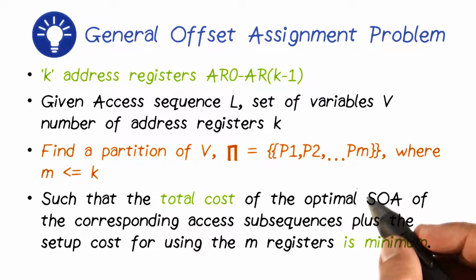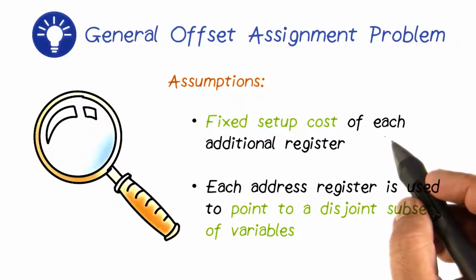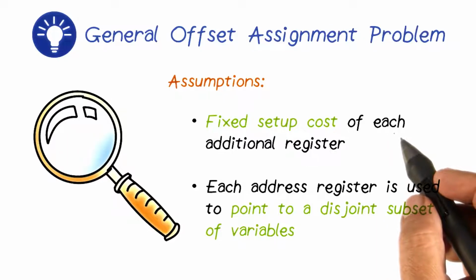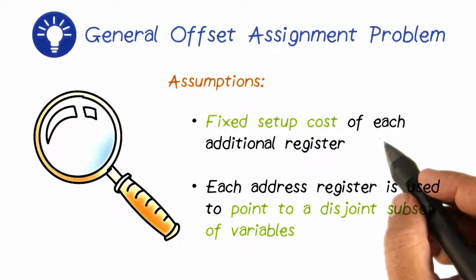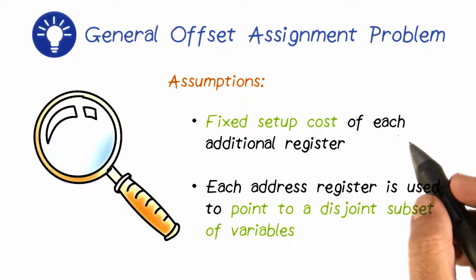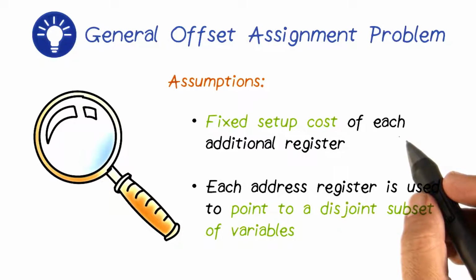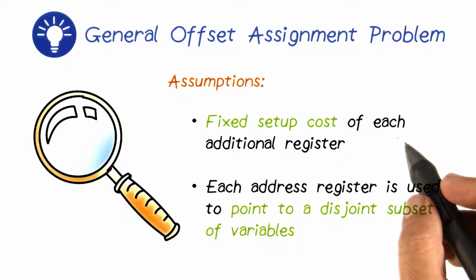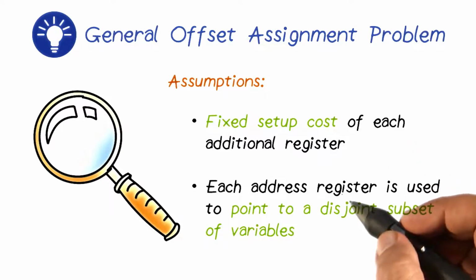A couple of other key assumptions which are involved here is there's a fixed setup cost for each additional register. In other words, we have to load that address register with the initial variable that we want to have in it. So that's why there's a fixed cost. And then each of the address registers is used to point to a totally disjoint subset of variables. So we just divide the variables, some of them under the supervision of one address register, some others under the supervision of another one, and they are totally disjoint. So that's why we are able to just find the sum of the costs.